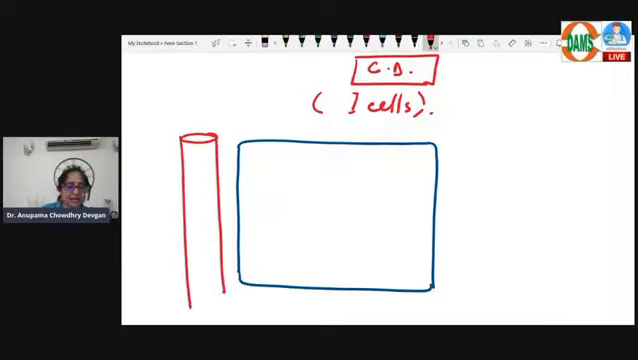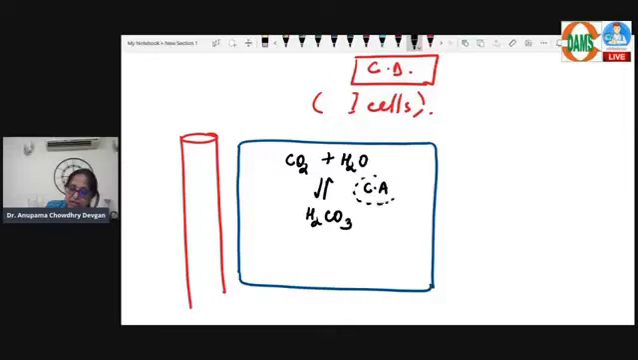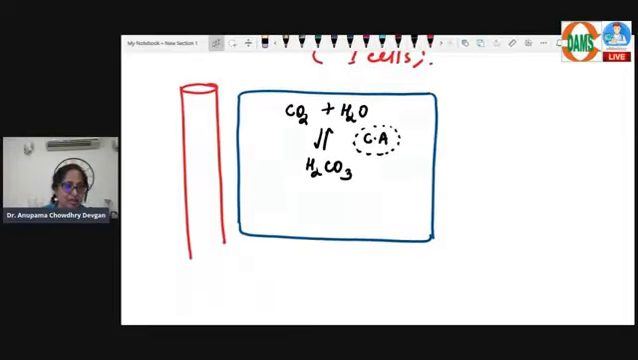Now, in the I cells as well, carbon dioxide plus water forms H2CO3. There is carbonic anhydrase present even in the I cells, but it is much less. These cells have carbonic anhydrase, but they are poor in it. Which are the cells rich in carbonic anhydrase? PCT. These cells are poor in carbonic anhydrase. This also splits into H plus and HCO3 minus.